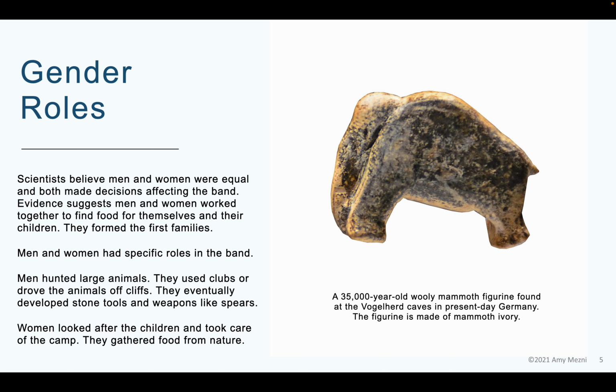Men and women did have specific roles within the band. Men were out hunting the large animals. They'd go after them with clubs, or they'd drive them off of cliffs. Eventually, they developed stone tools and weapons, such as spears, that they could then hunt the animals with. Women generally looked after the children. They took care of the camp, the home base, and they would gather food from nature. So they were generally known as the gatherers.